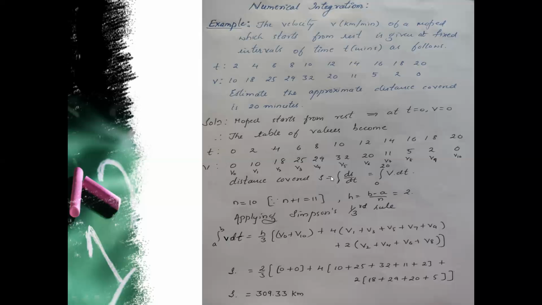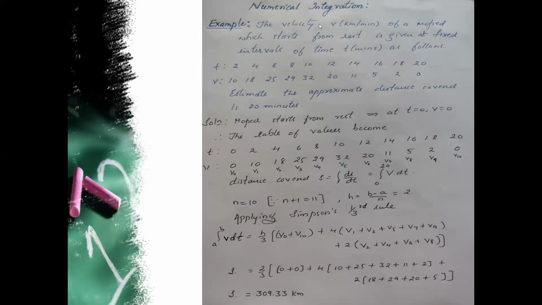Now we know that distance covered is integration of ds by dt, or it is integration of v. Now it is given the time taken is from 0 to 20 minutes. So integration should be done between 0 to 20 of the velocity. So integration of velocity will give us the distance covered. Now here we can see that we have got 11 set of values. That implies n plus 1 is 11 and hence n will be equal to 10. Now since n equal to 10, it's an even number or a multiple of 2, then necessarily we have to apply Simpson's 1/3 rule.